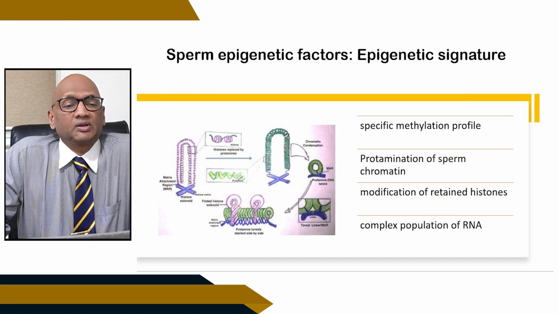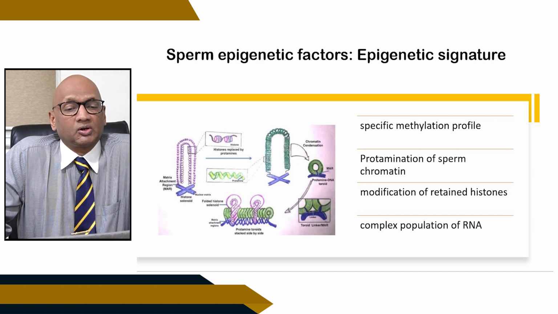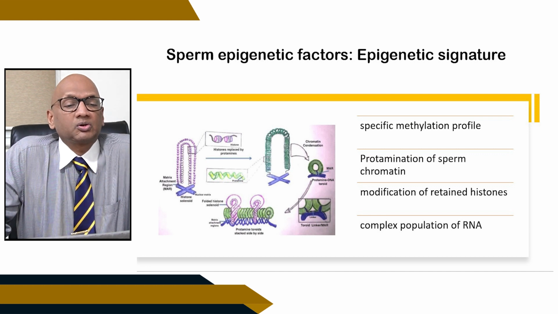What are the effects of epigenetic factors? What is the meaning of epigenetic factor? Genetic expression without an actual change in the genomic material is called epigenetic. These can occur in the sperm by the following mechanisms. One is a specific methylation profile on the sperm, the effect of protamination of the sperm chromatin, modification of the retained histones after protamination of the sperm, and the complex population of RNA. All contribute to the epigenetic signature of the sperm, and these have a profound effect on the embryo.